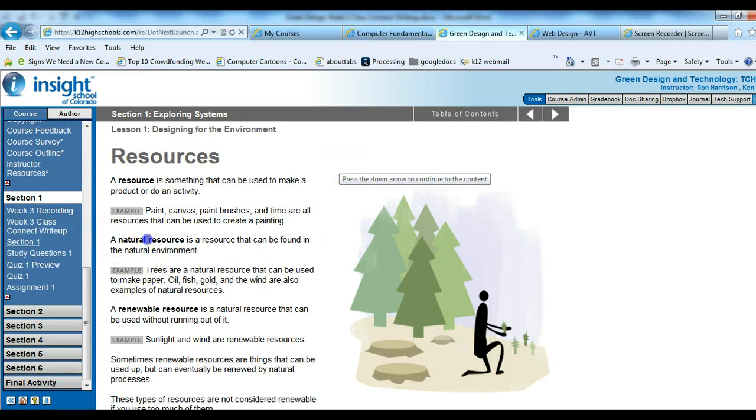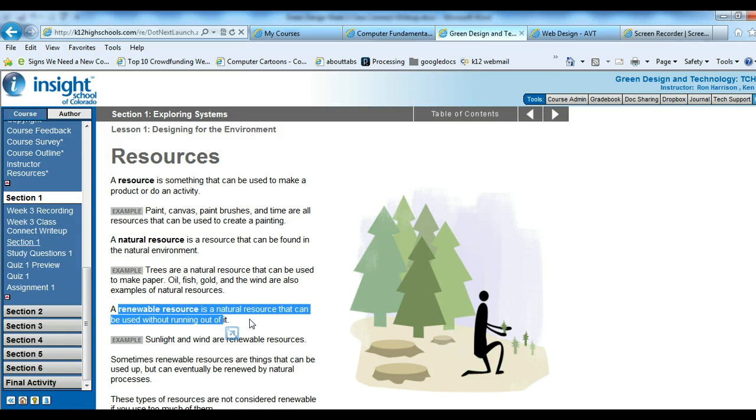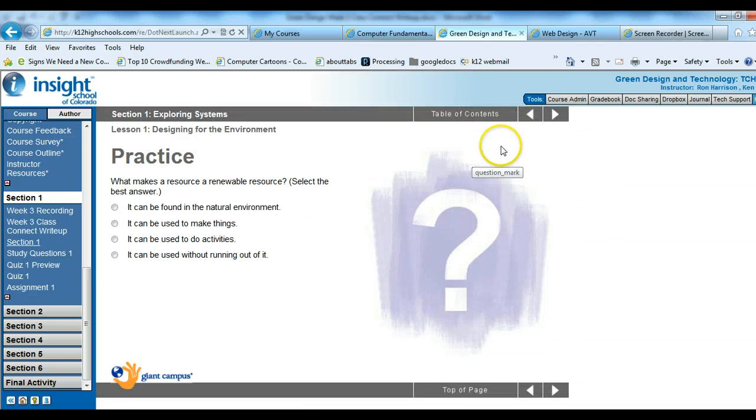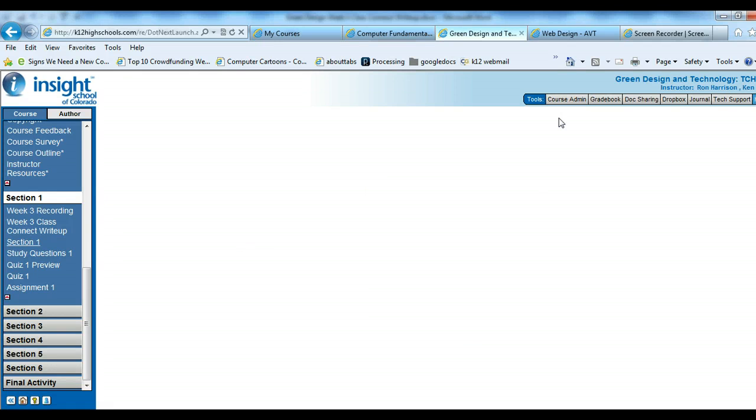Resources. So there's natural resources, renewable. Of course, renewable are ones that can be used without running out of it. Sunlight and wind are renewable. Trees are considered renewable, although they take a long time to renew, don't they? Practice activities, so again, do those.